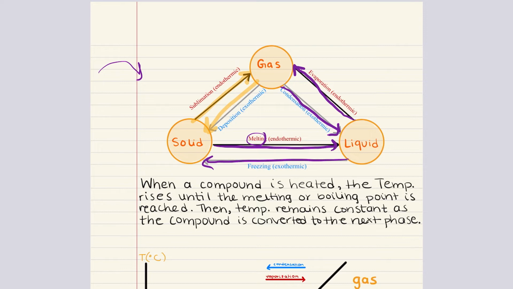What about exothermic reactions? Exothermic reactions release energy because the energy released from forming bonds in the final state is greater than the energy required to break bonds in the initial state. And so that excess energy is going to be released into the surroundings as heat. So that's why some phase changes are endothermic and others are exothermic.